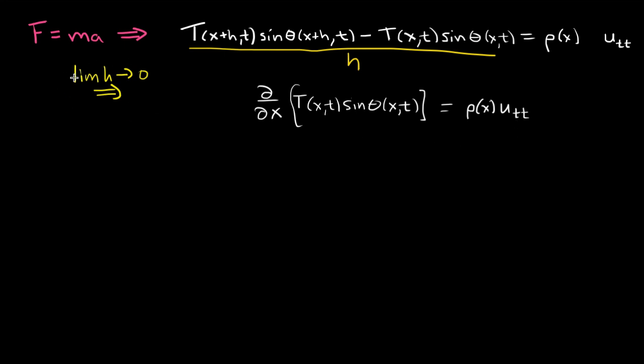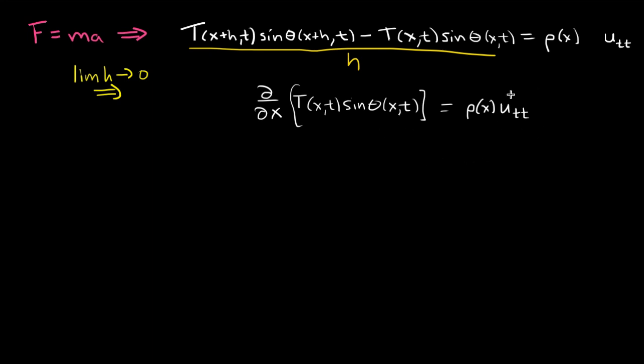What's the meaning of taking the limit as h goes to 0? Well, h was the horizontal length of our segment. So what we've done here is we've allowed the size of the segment to tend to 0. This equation is a little better, but it's still not very satisfying because we still have this sine theta term, and it's not quite clear how to deal with that.